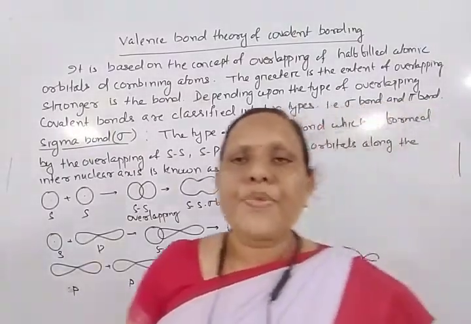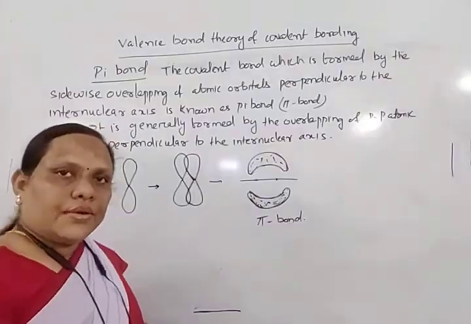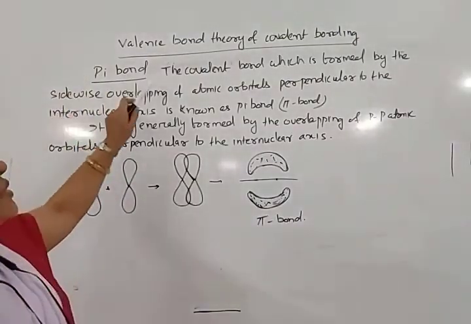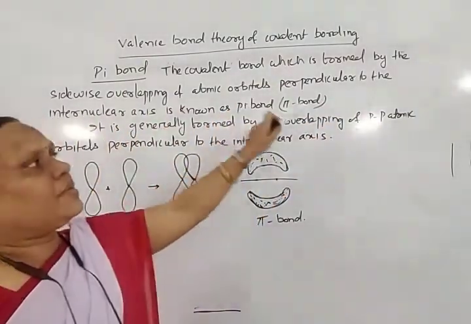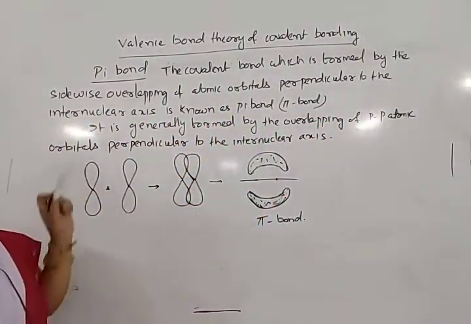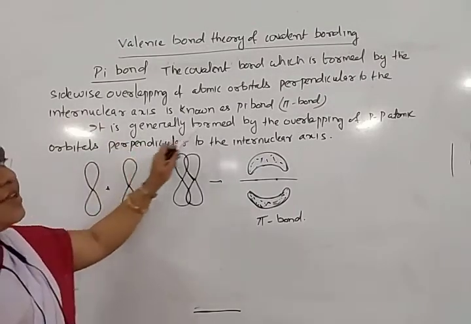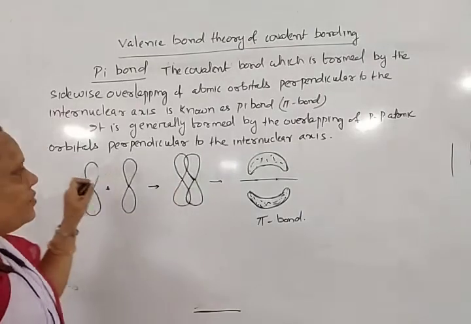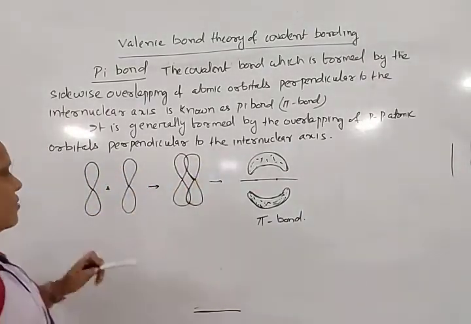Next we will go to pi bond. Look here, pi bond. It's the covalent bond which is formed by the overlapping of atomic orbitals perpendicular to the internuclear axis. It is generally formed by the overlapping of p-p atomic orbitals perpendicular to the internuclear axis.